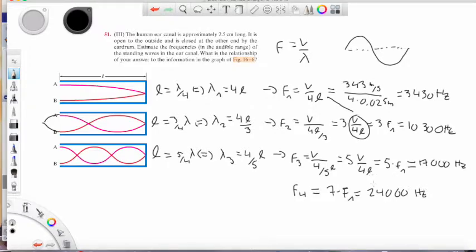But the audible range of the human ear is from 20 to 20,000 hertz. So therefore, this is not good for our problem. So our answer consists of these 3 frequencies.